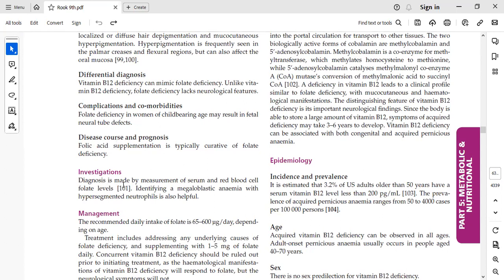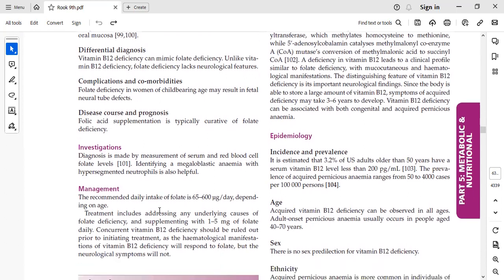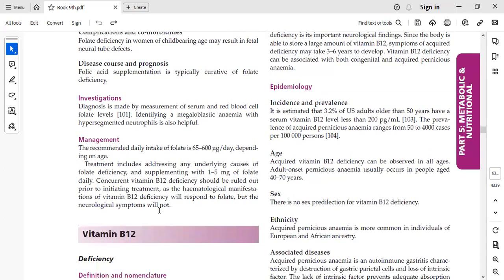How do we investigate? We send serum and red blood cell folate levels, and in the peripheral film, we may also see presence of hypersegmented neutrophils. Management. The recommended daily intake of folate is 65 to 600 microgram per day, depending on the age. In case of deficiency, we prescribe 1 to 5 milligrams of tablet folate daily.